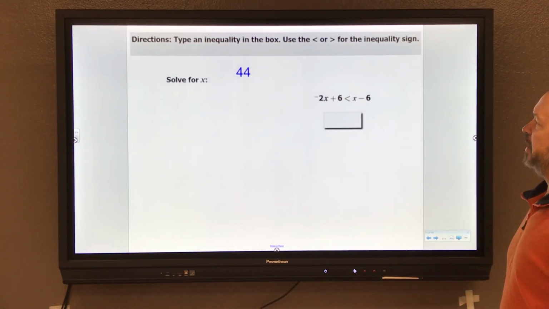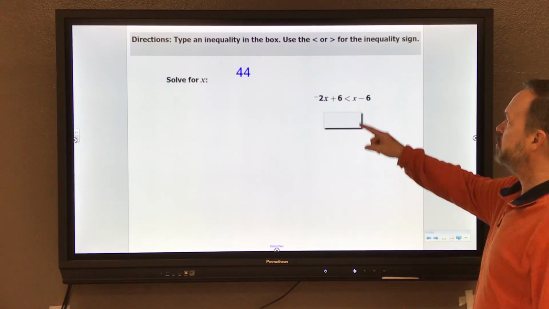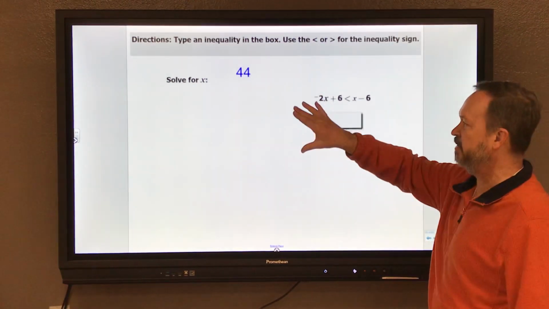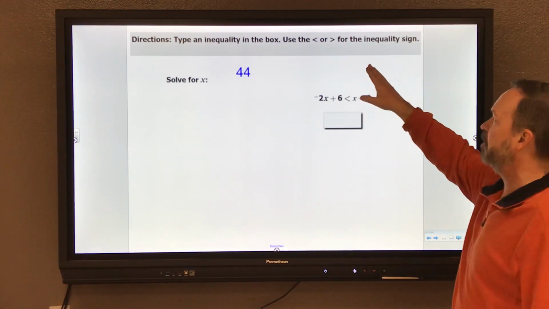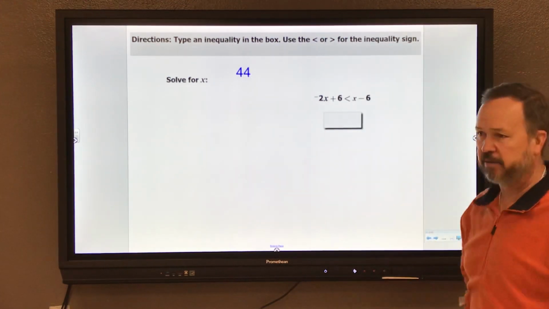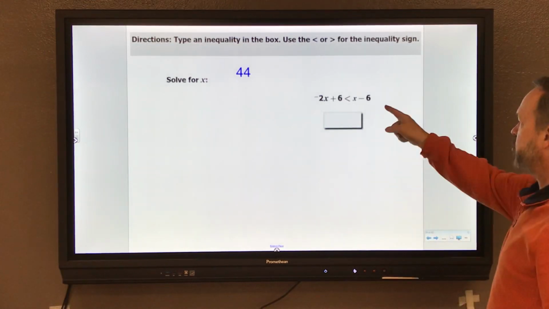So it's typing inequality in the box. Another one of those technology enhanced questions where you just have to put something in here. It says use these symbols, which are going to be available to you on your keyboard for the inequality sign. They did not put the equal ones because they're harder to find on the keyboard. So you just got that. They want you to solve this.